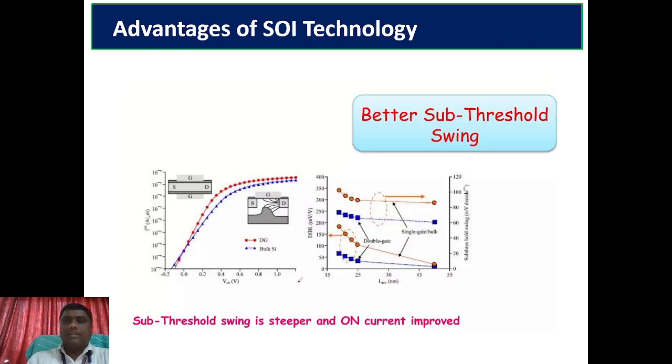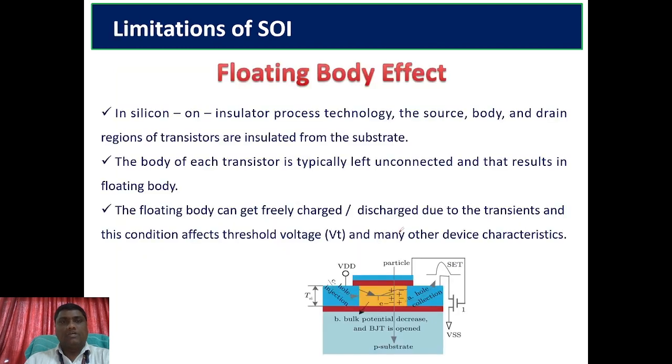And also SOI has a better subthreshold swing compared to bulk, because the single gate and double gate always reduce the DIBL, and the subthreshold swing becomes much steeper, and the on current increases a bit in the case of the SOI MOSFET.